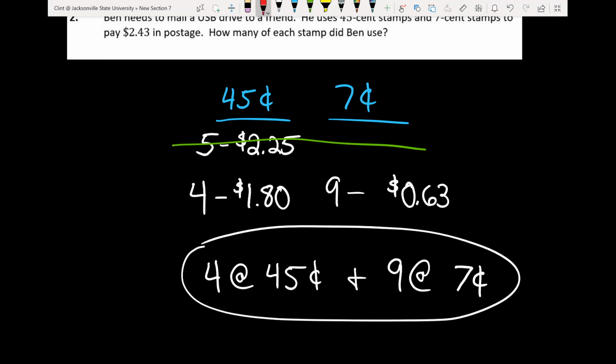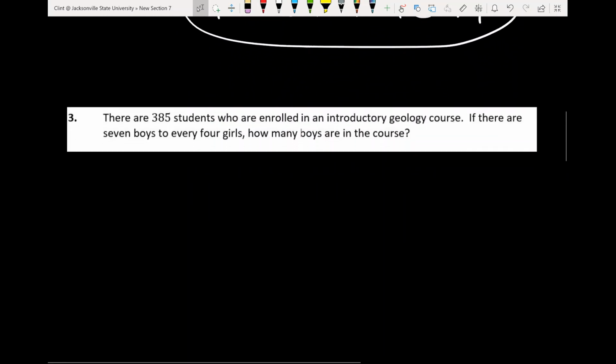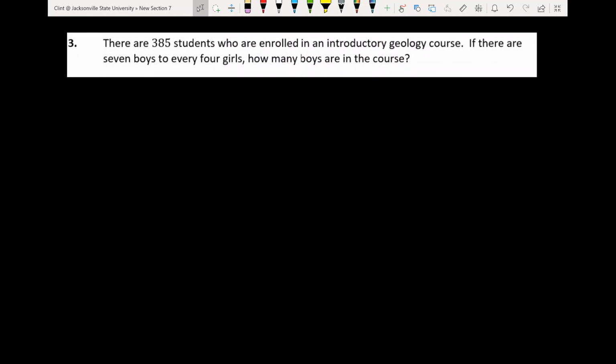Okay, head to number 3. Number 3 says there are 385 students enrolled in an introductory geology course. If there are 7 boys to every 4 girls, how many boys are in the course? So we've got a ratio of 7 boys to 4 girls. That's our ratio, and we're trying to end up with a total of 385 students.